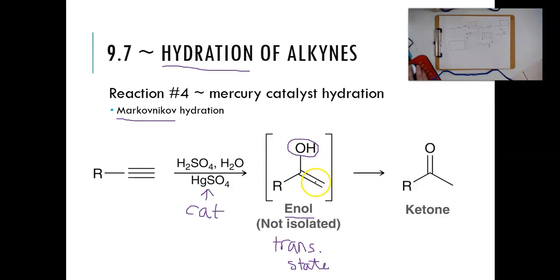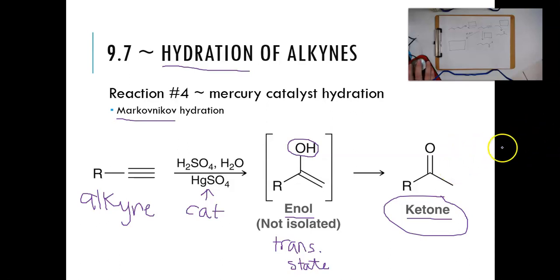Enols very quickly convert into a carbon-oxygen double bond, a ketone. And so when we start with our alkyne and we react it with this set of reagents, we will create a ketone. It will not stop at the enol. We cannot isolate that enol.